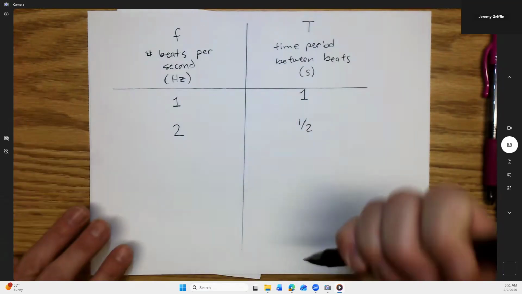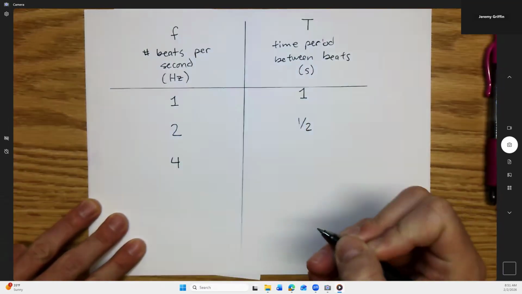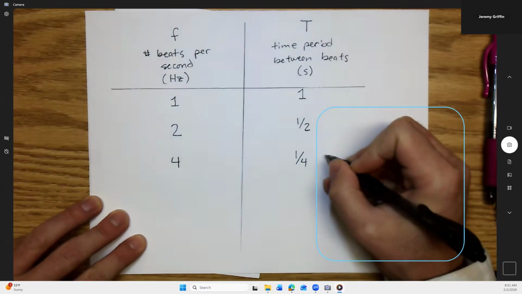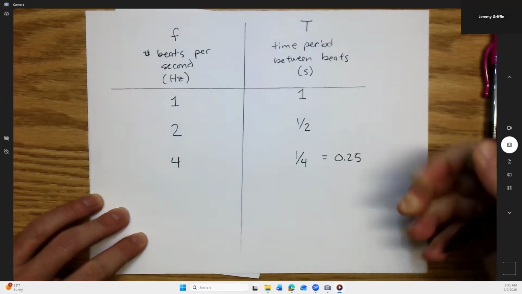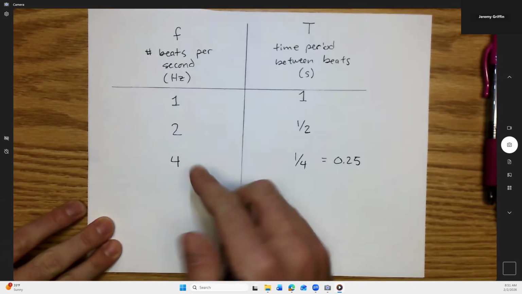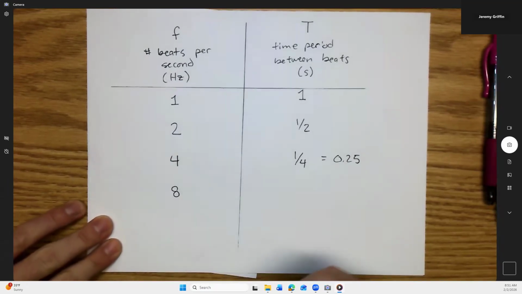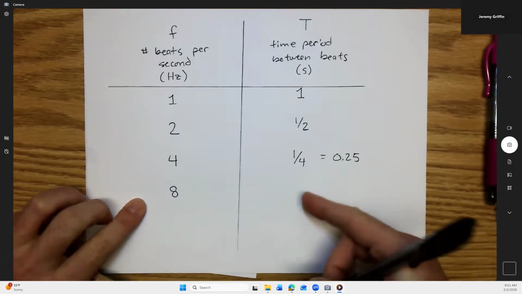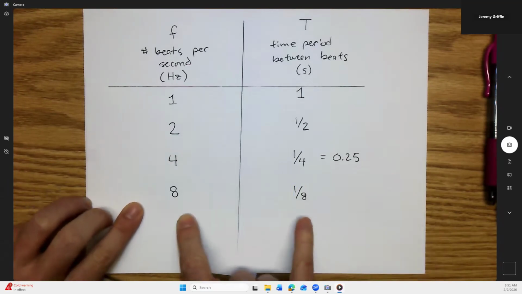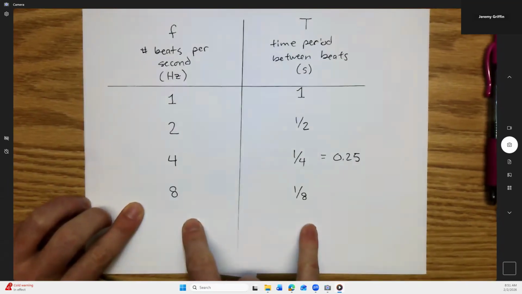You're saying 4? Okay. You guys are hearing 4 beats per second? Which means how much time between beats? 0.25 seconds between beats. Well, you've got to see the pattern, right? I keep doubling. So let's call that it. Someone said 8. Okay, so how much time between beats at that rate? Right. Now we've got a few points here.